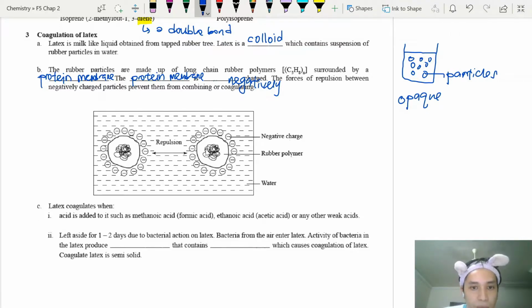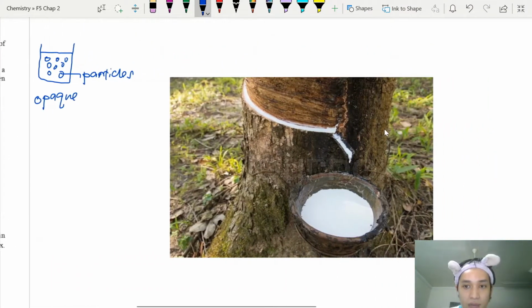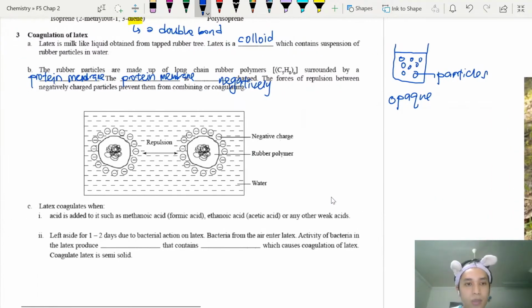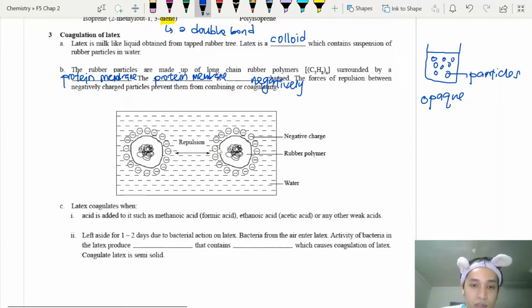So when these two polymer particles come together, they will repel because it's the same charge. So latex does not coagulate naturally. The rubber milk that you see here, after you tap the rubber tree and the latex flows out, remains as liquid. Why they remain as liquid or do not coagulate is because the membrane outside the rubber molecules is negatively charged, so they are repelling. That is why they do not coagulate.